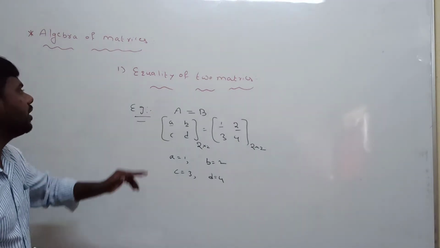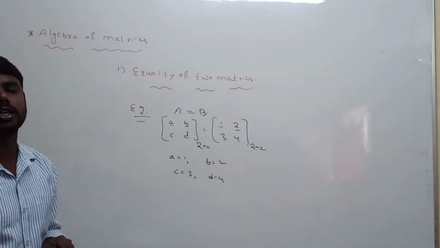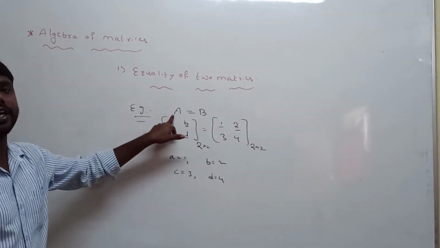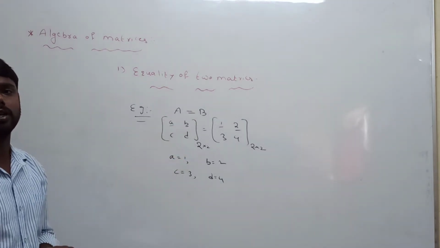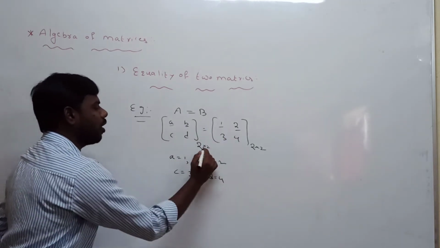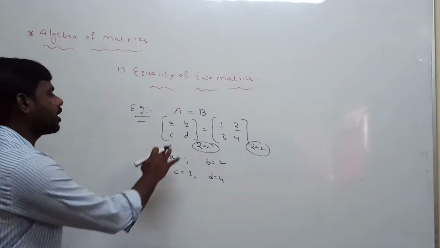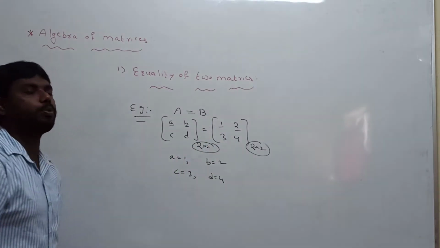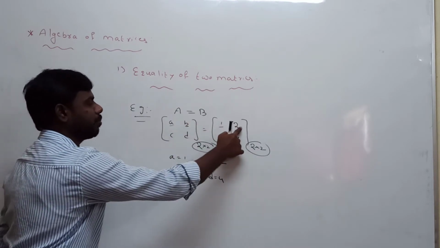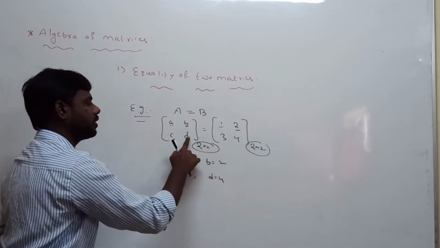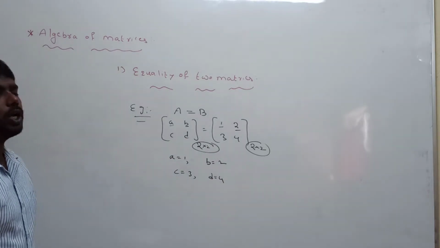What is the meaning of the equality of two matrices? Two matrices A and B are said to be equal if both the matrices have the same order and corresponding elements are equal. Corresponding elements means first place is equal to first place, second place is equal to second place, third place is equal to third place, fourth place is equal to fourth place. So everyone understood how to equate two matrices?